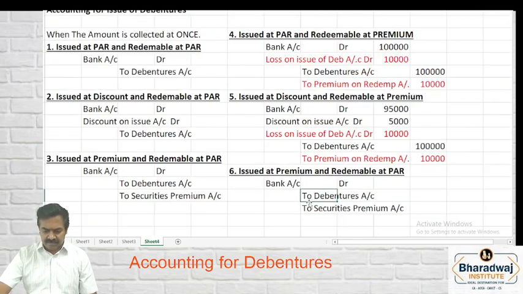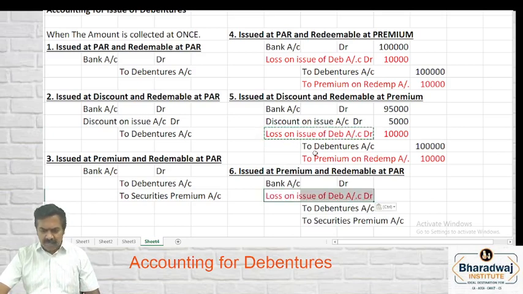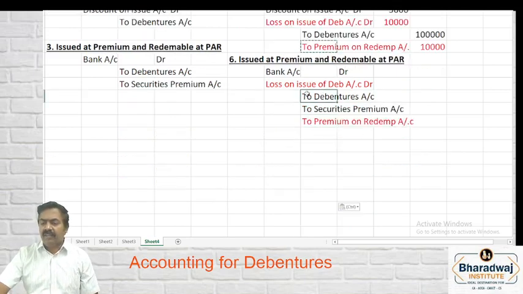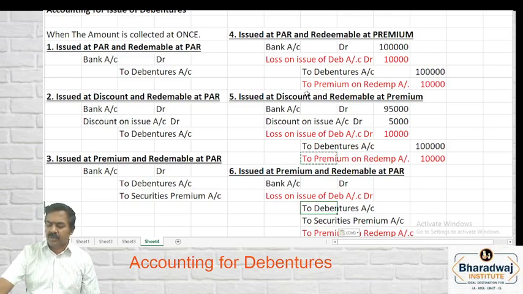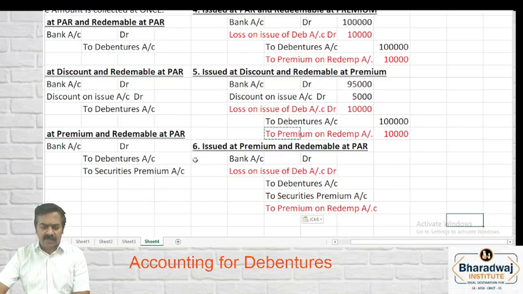Here, if you promise a premium, what will you do? The loss on issue of debentures account will come. That will be equal to premium on redemption. Always remember, loss on issue will be equal to premium on redemption.